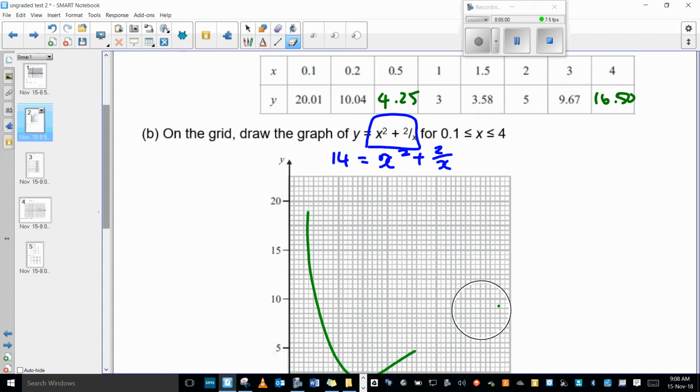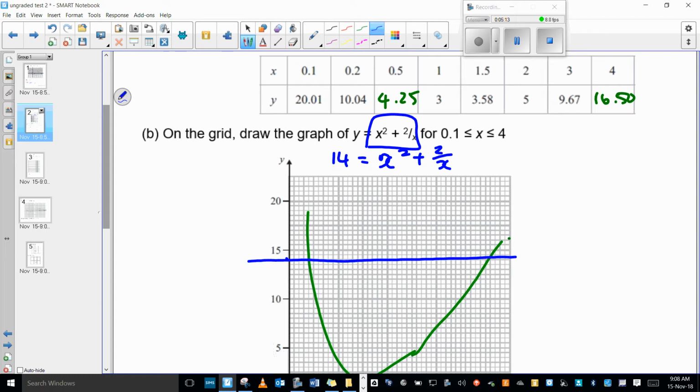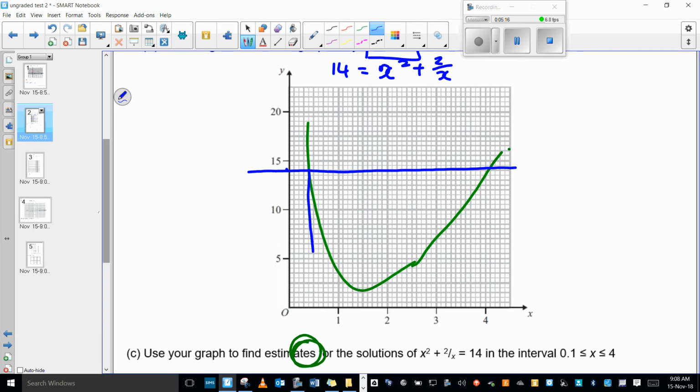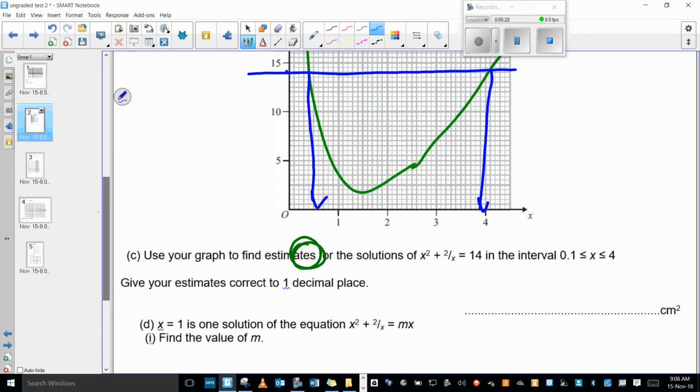So you find 14 on the y-axis. That's probably about there. You draw a horizontal line and then you read off those two values. The key here is that I know lots of people gave just one answer, but the clue is in the question. Give your estimates. Plural. Okay, so there are two.